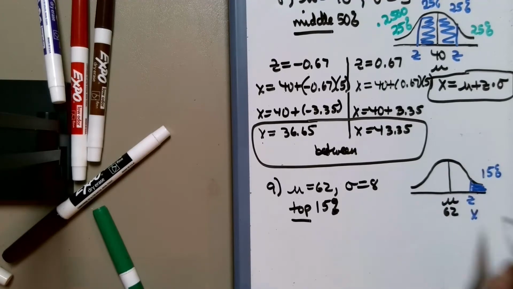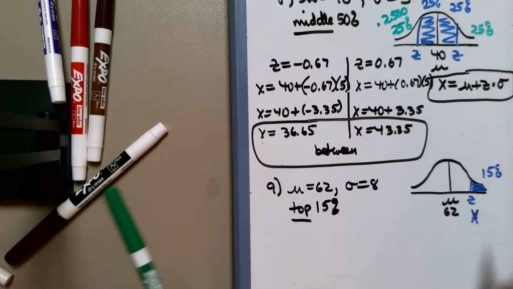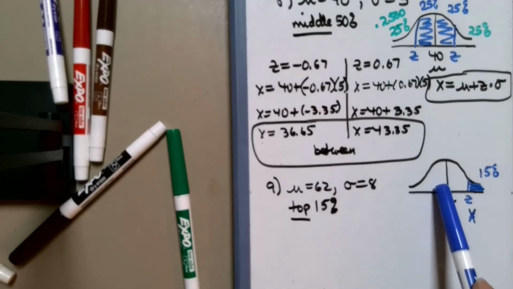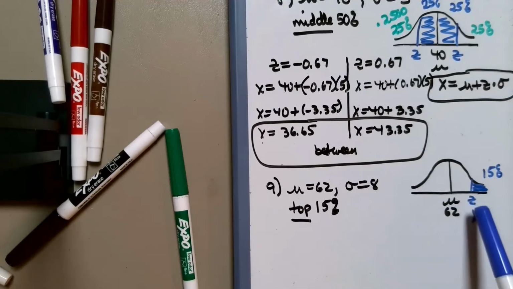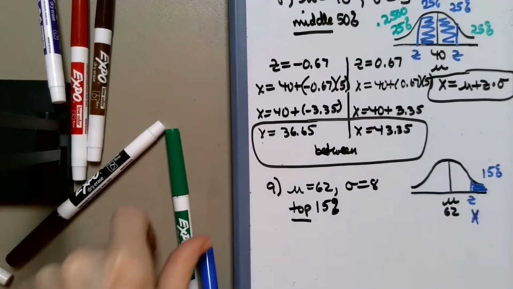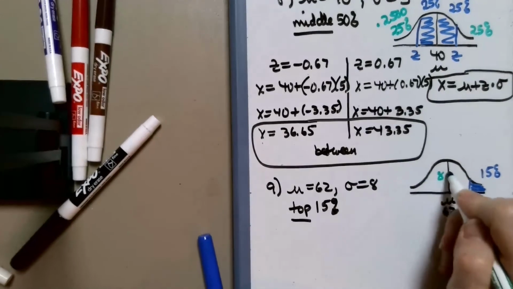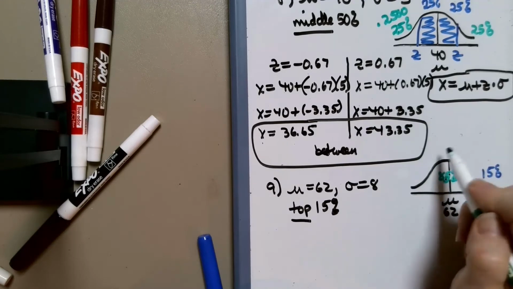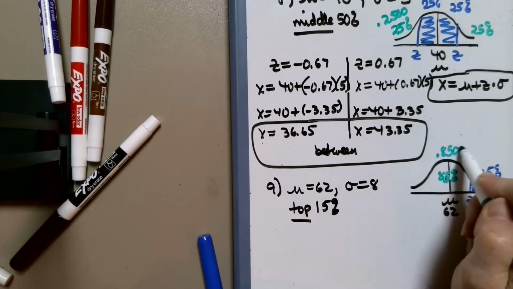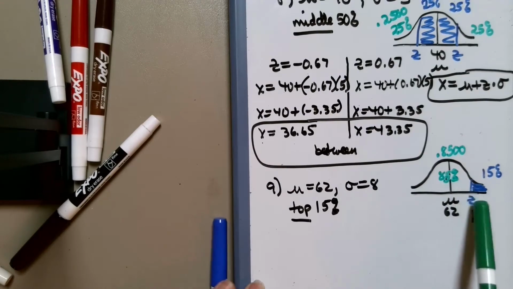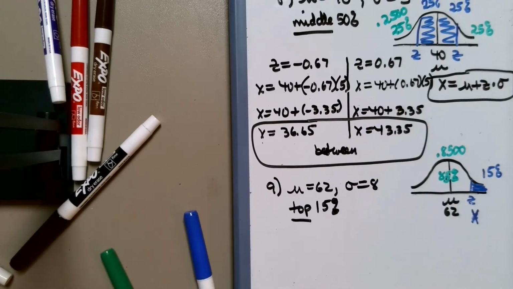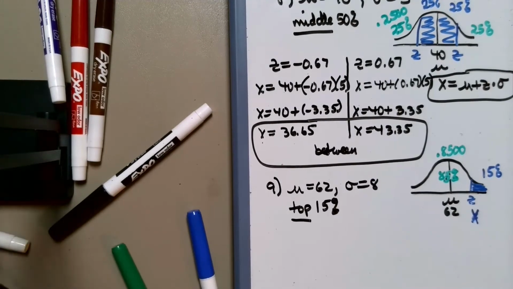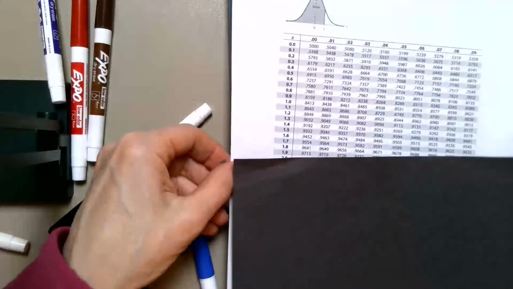So we want to find z and then work our way back to x. What's the score on that test to put someone in the top 15%? So again, we never look up the area to the right. We need the area to the left. We know there's 100% total area under the curve. If I take 100% minus 15%, I'm going to get 85%. So changing that to a decimal, 85%, 0.8500. I'm going to look for that. Where am I? On the positive z side of the table. I'm hoping for an exact match, but usually there isn't when you're getting a whole percent like that.